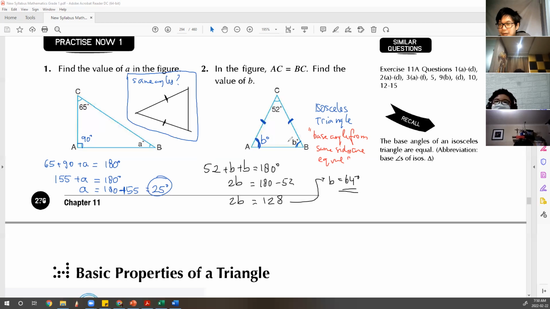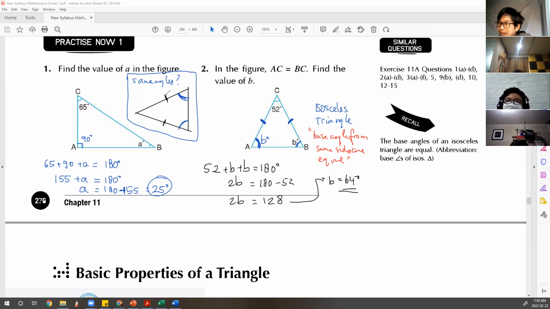ACB and BAC. Oh, wait. This angle, I don't have any point, any letter. Just name it. Which two are the same? The one with the line, on the bottom, right? Right, bottom and top. Yeah.